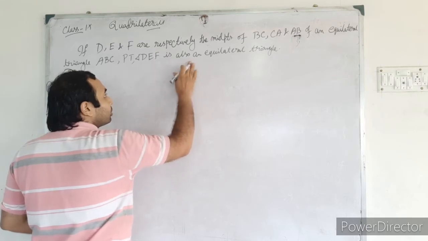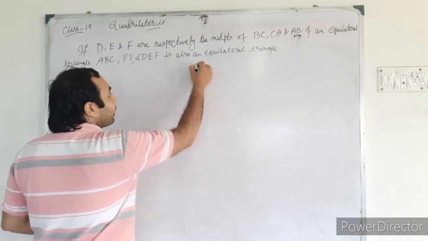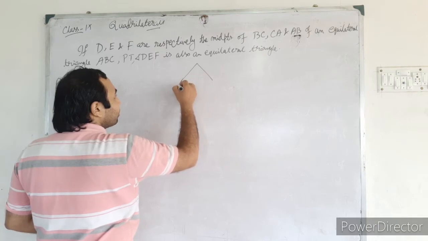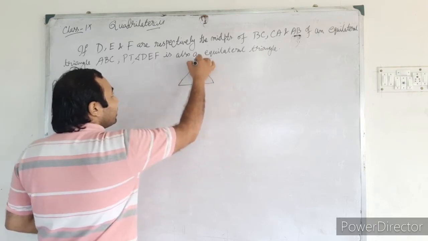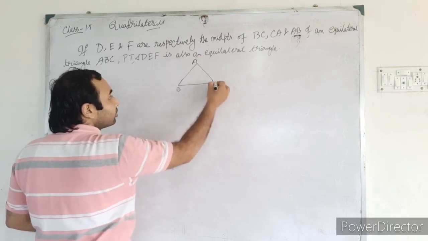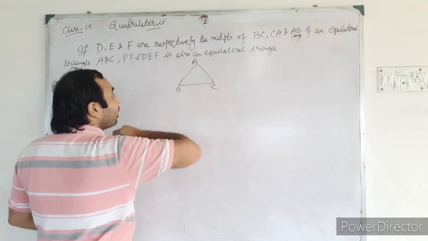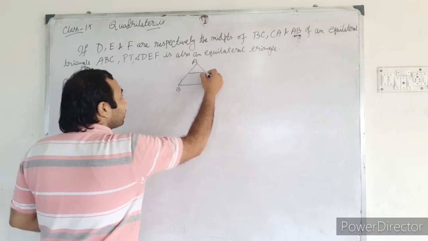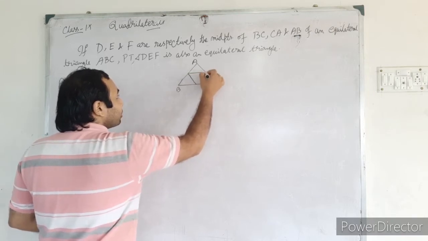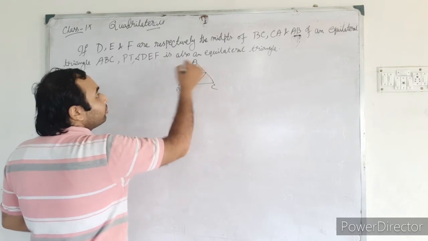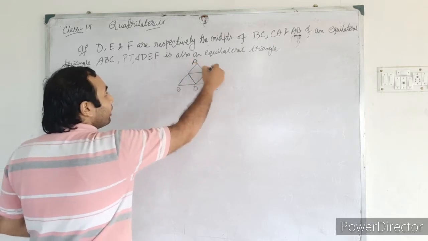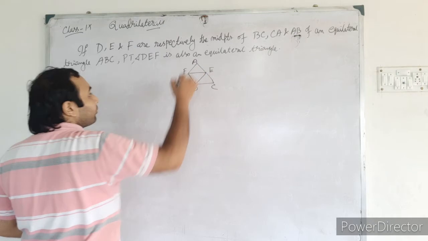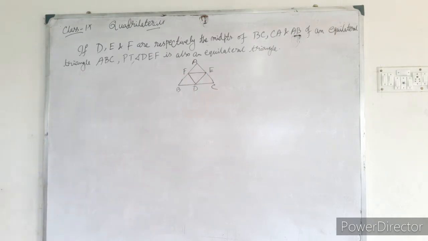So first of all, draw an equilateral triangle. Here I am drawing this one. This is ABC. Actually this looks like a paratha, not an equilateral triangle. Whatever, you have to draw the equilateral triangle properly. So here the midpoint of BC is D, of CA is E and of AB is F. Okay, so we have to prove that DEF is an equilateral triangle.